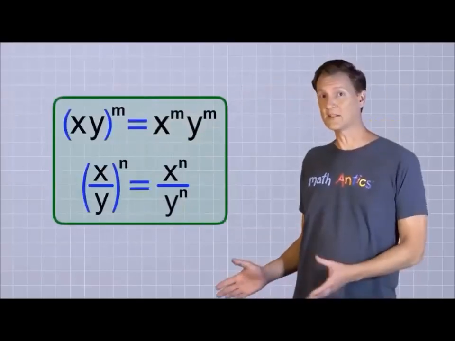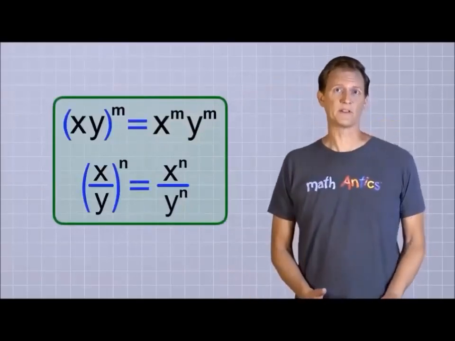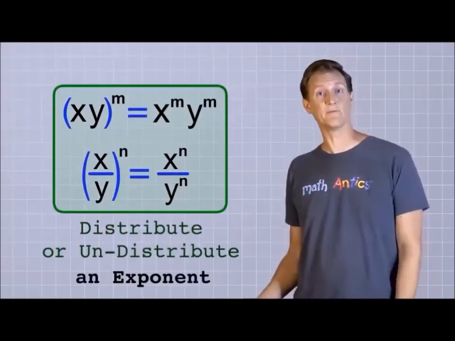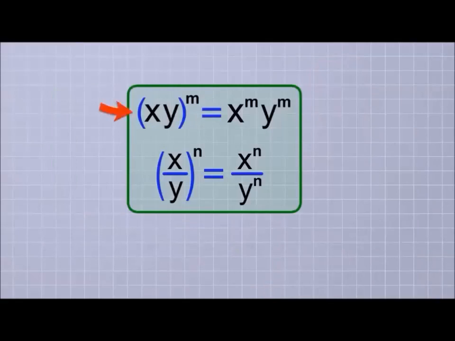It turns out that these laws aren't about simplifying exponents, they're about how you can distribute or undistribute a common exponent to different bases. The first law shows this group, x times y, that's being raised to the power of m, and it says that you can rewrite it as x to the m times y to the m. In other words, you can distribute the exponent to each factor in the group.